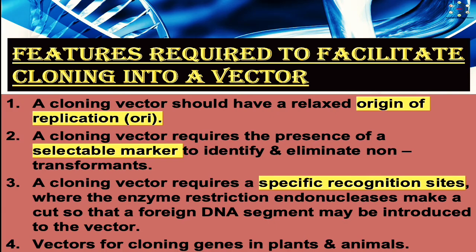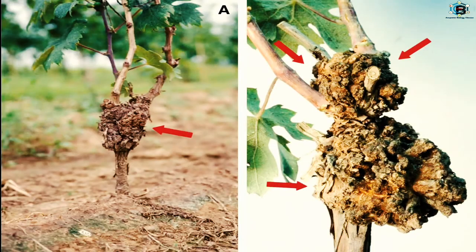And the last is vectors for cloning genes in plants and animals. So here you can see a soil-inhabiting plant pathogenic bacterium, that is Agrobacterium tumefaciens, which infects broad-leaved crops including tomatoes, soybeans, sunflower and cotton, but not the cereals. It causes a tumor called crown gall, which you can see in the picture of that disease.